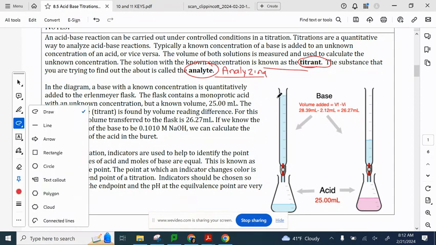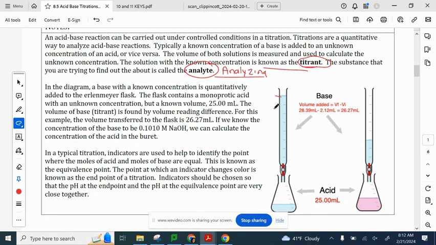All right, so they're telling us here that this is going to be 2.16 mils, and when we get done here, that it is 28.39. So if we subtract those values, that tells us how many mils of base we used. So we have our milliliters of base, and we have our milliliters of acid. Okay. They gave us the concentration of the base here, and we can calculate the concentration of the acid.